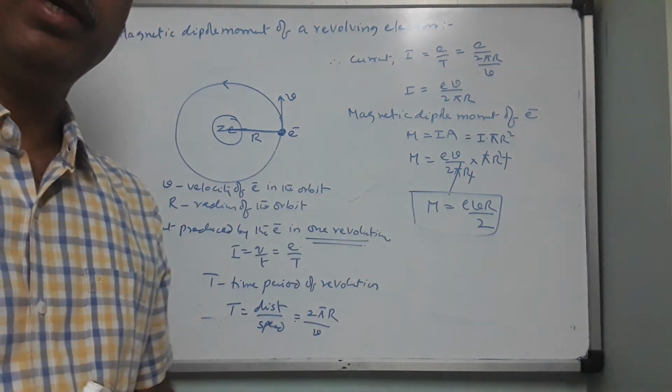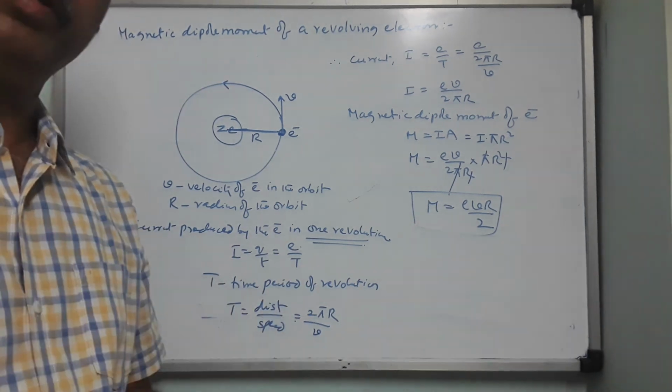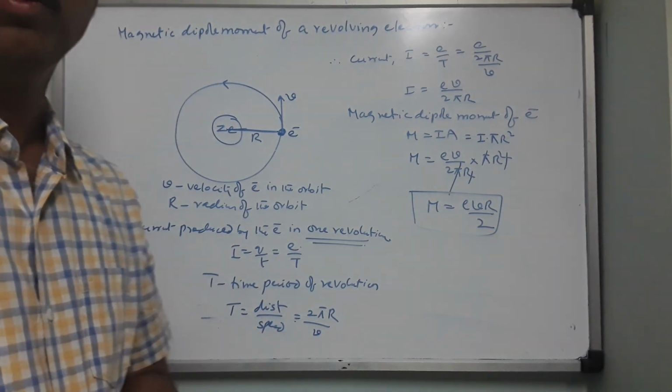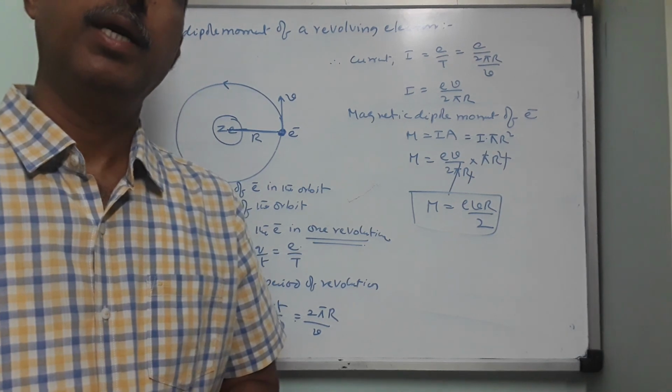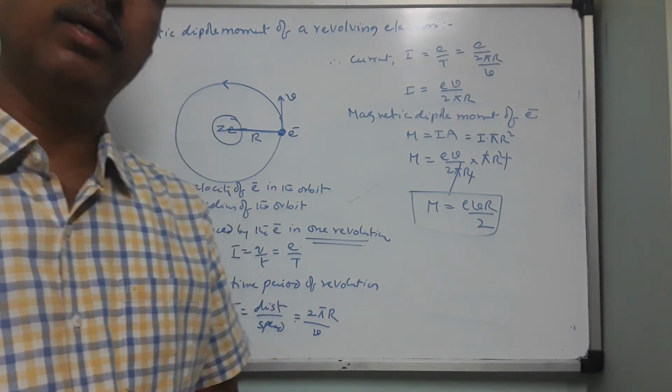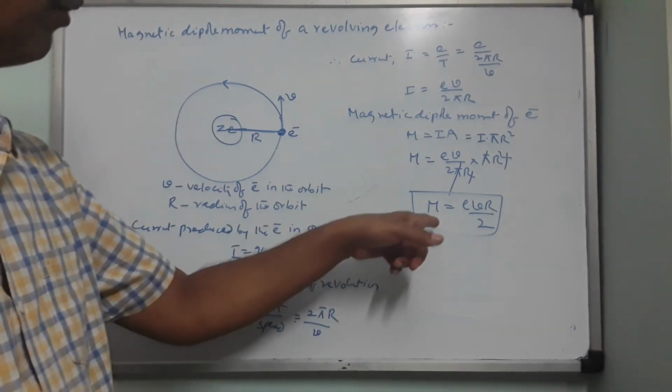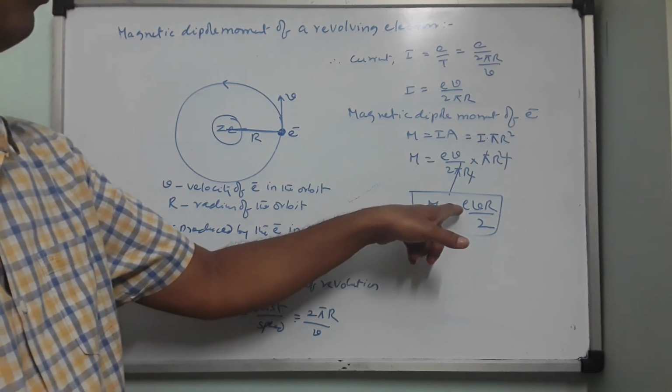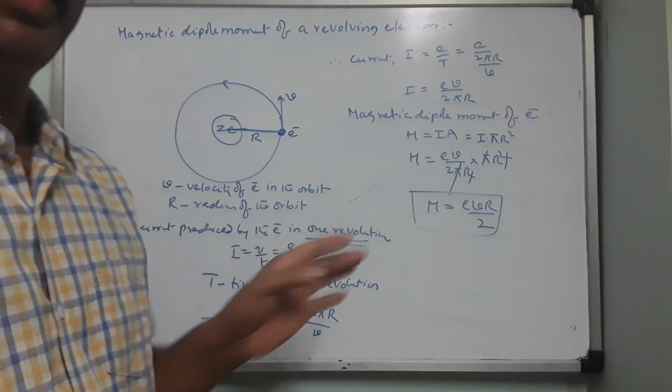So therefore, children, an electron, a proton, everything will behave like a magnetic dipole. Magnetic dipole means it has two polarities, north polarity and south polarity. So this can produce a dipole moment equal to e v r by 2.